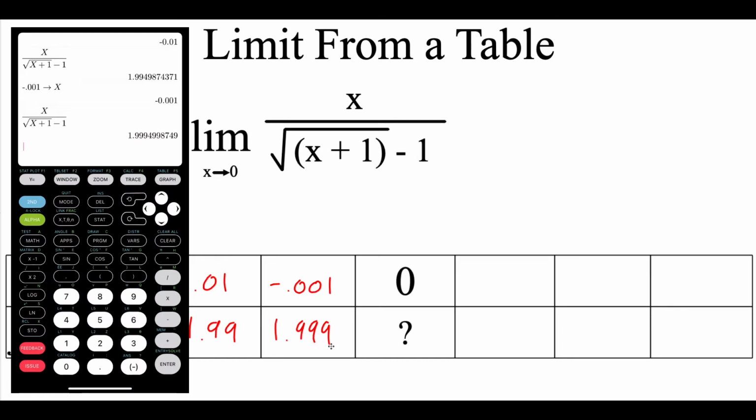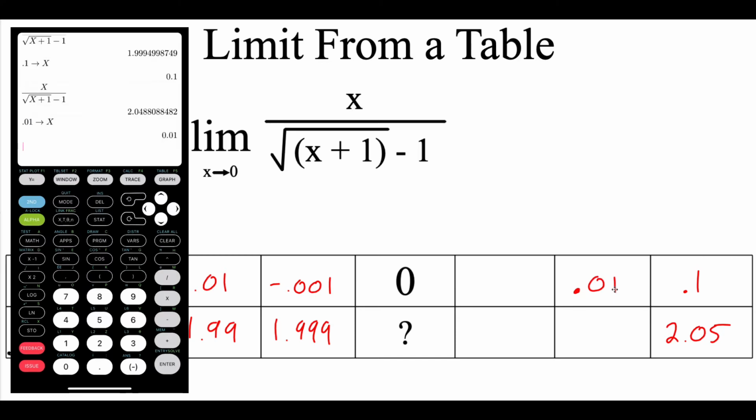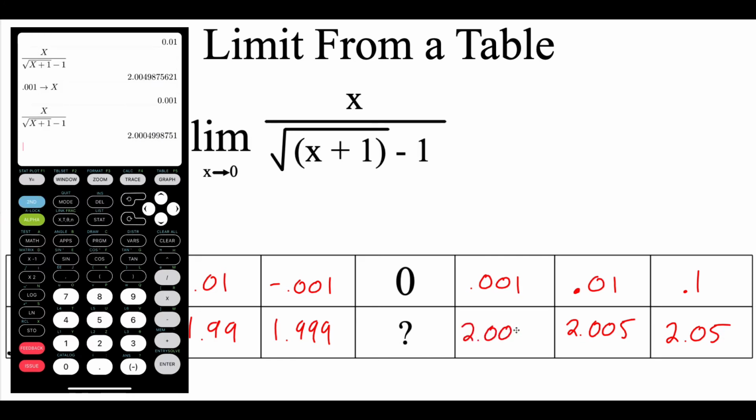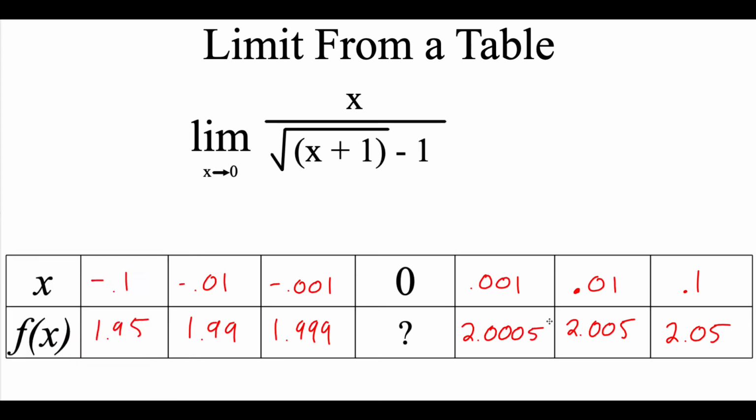Now I also want to look at what happens from the opposite side. So instead of using negative 0.1, maybe I use positive 0.1. And I'm going to use my store key again. I do that and I get about 2.05 as that answer. But I want to move closer to 0. So I'm going to go 0.01. And then using my store key, I end up getting 2.005. But then I want to move even closer to 0, so 0.001. I'll use my store key there as well. And when I do that, I get 2.0005.